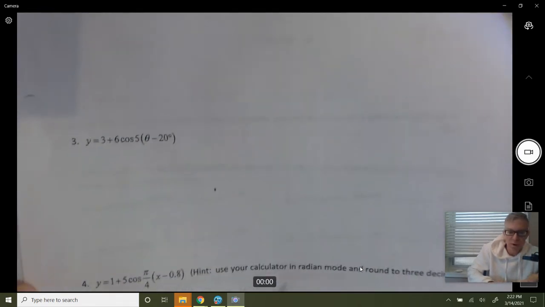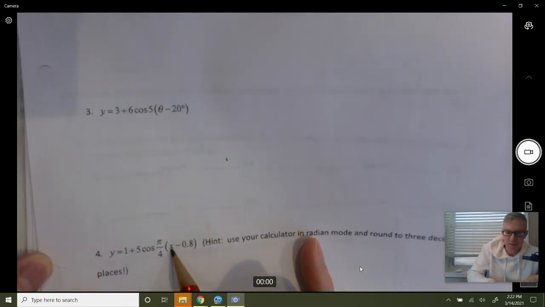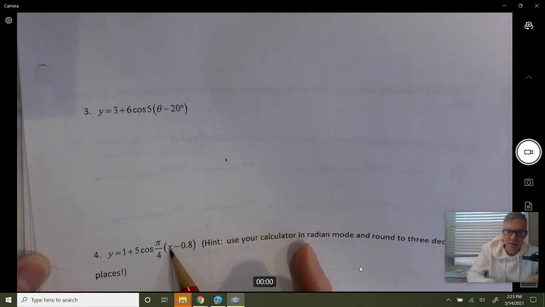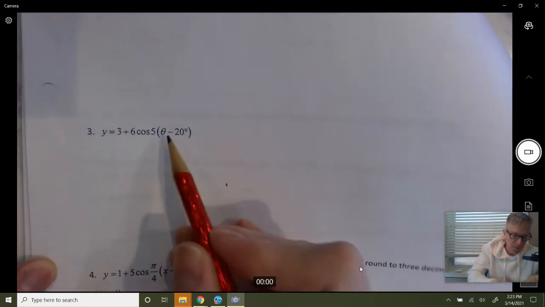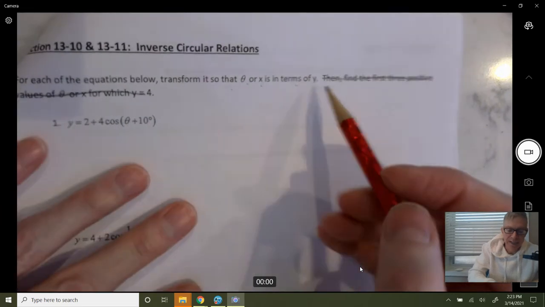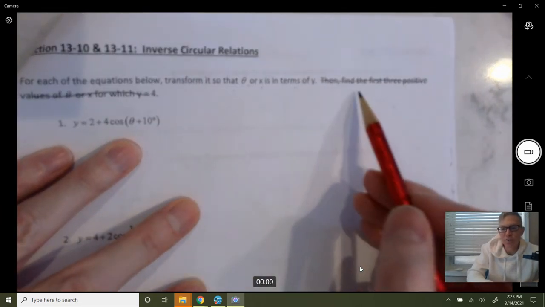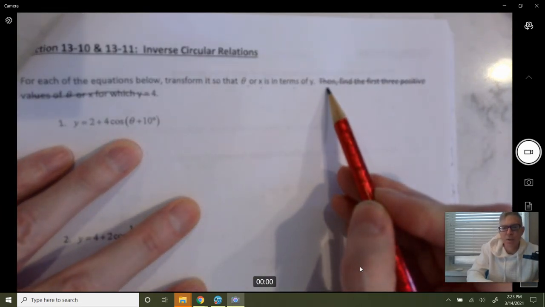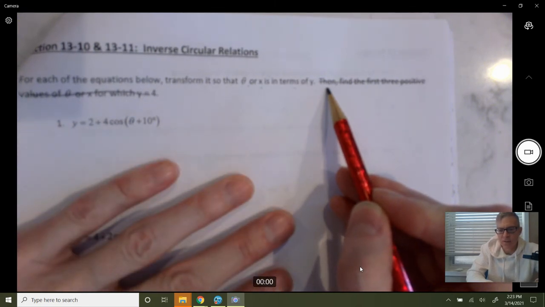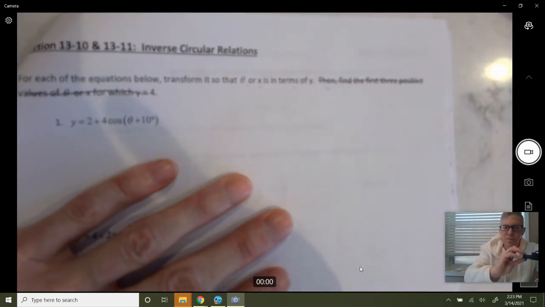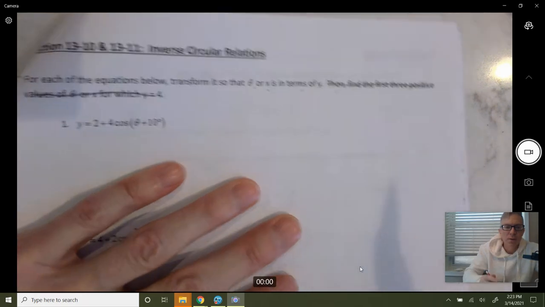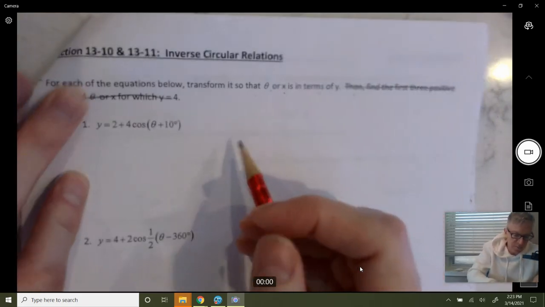In number 4, you've got an x. Your angle is that value x. It's an angle measure, but that's going to be an x value rather than a theta value. But we're skipping the second part. And in your homework tonight, when you do these problems, you're also skipping the second part. You do not have to do the part that says find the first 3 positive values. Focus on the part for which theta or x equals a specific value.